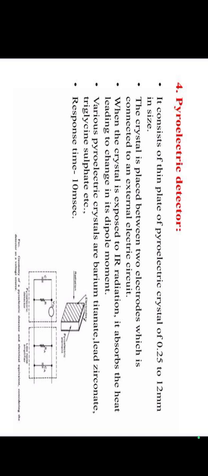Working of the pyroelectric detector: when higher radiation falls on the pyroelectric material, it causes polarization of molecules, which move and are aligned in a single direction, causing a potential difference between the two electrodes. The potential difference is measured by the galvanometer. In all the detectors, the potential difference is measured by the galvanometer only. This is the working condition of the pyroelectric detectors.